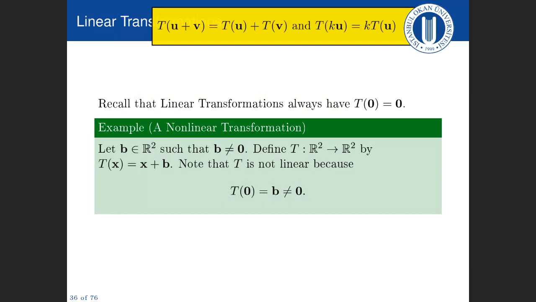Now, remember, linear transformations always have T of 0 equal to 0. For example, let's suppose B is a non-zero vector in R2, and then we're going to define a function T from R2 to R2 by T of x is equal to x plus B. Is this function linear? Is it a linear operator? The answer is no. Why? Because T of 0 is not 0.